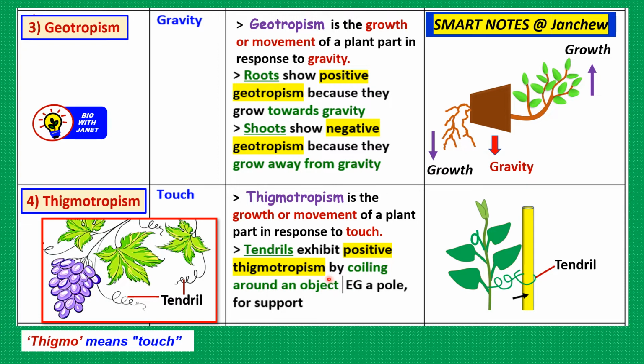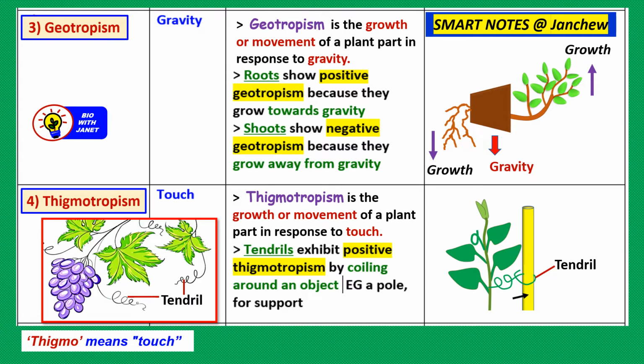And tendrils exhibit positive thigmotropism by coiling around an object such as a pole for support, as we can see here. So the tendril may be a modified leaf, and whenever it touches some object, it will try to coil around it. It will grow around it, and that is to gain support for the plant. Grapes also have tendrils, to help them climb up some kind of framework. And so tendrils are found in plants that have very weak stems. So the tendrils help them to get support from objects around them.